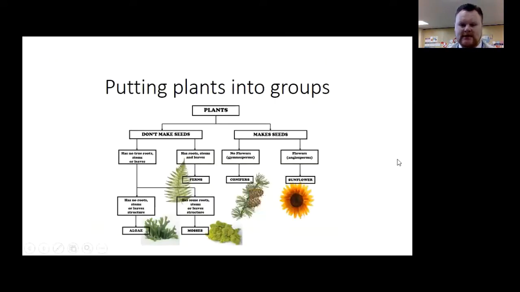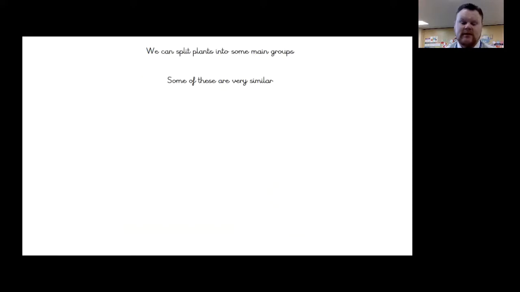Okay, putting plants into groups. You could group plants according to those that don't make seeds and make seeds, and then group those again and class. That's a way of classifying plants. There's such variation and such a variety of different things. We can split plants into some main groups. Some of these are very similar.